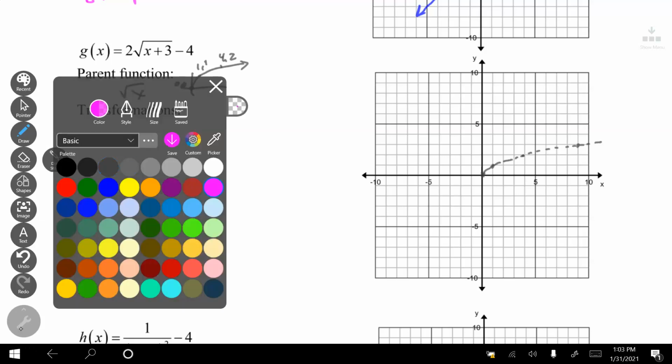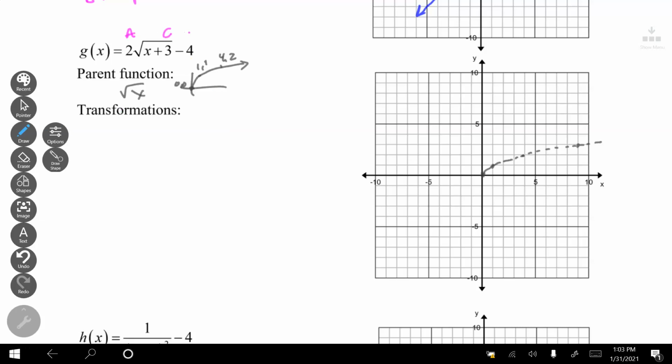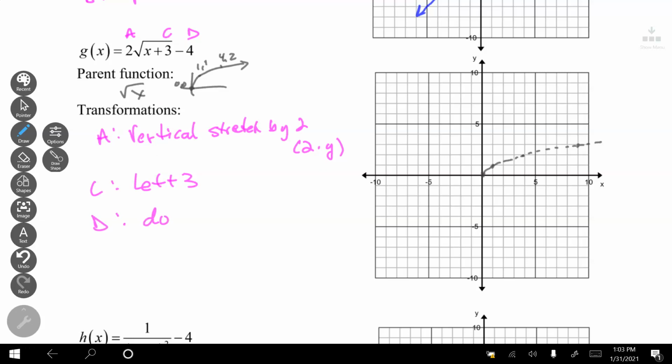Well, I see I have an A value, I have a C value, I have a D value. A is a vertical stretch by 2. So I'm going to do 2 times all the Y values. C, positive 3, opposite is negative 3, so I'm going to go left 3, and D is a minus 4. I'm going to go down 4 spots. I'll do this one in red. Here I'm at 0, 0. 2 times 0, the Y value is still the same thing. I'm going to go left 3, 1, 2, 3, down 4, 1, 2, 3, 4. There's my new dot here at negative 3 and negative 4.